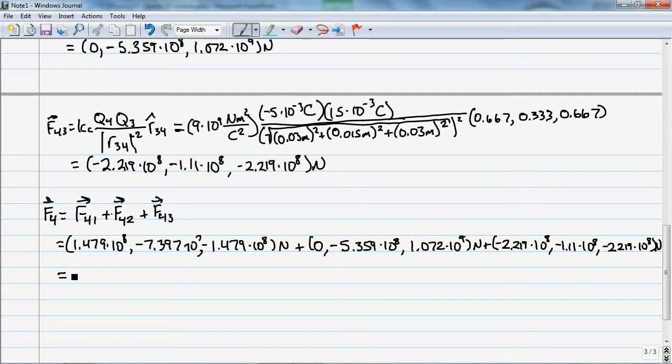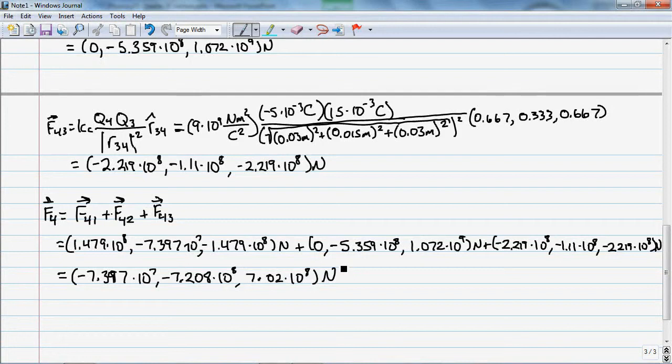And I get a final force equal to negative 7.397 times 10 to the 7th, and minus 7.208 times 10 to the 8th, and 7.02 times 10 to the 8th newtons. So that is the force in vector form for the force on charge 4 due to all the other charges.